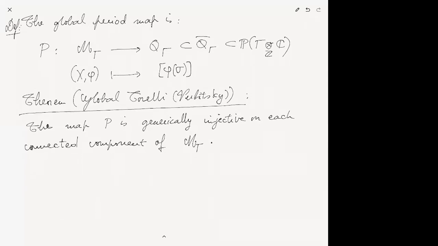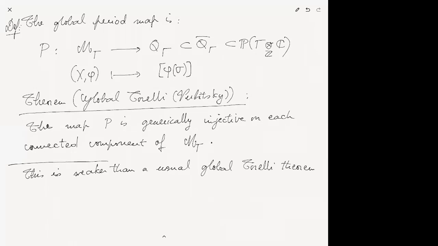So let me explain a little bit about how this will work. Normally, for those of you who are a little bit familiar with Torelli maps, this is not exactly what people usually mean by global Torelli. This is weaker than a usual global Torelli theorem. Okay, so let me give you some examples.